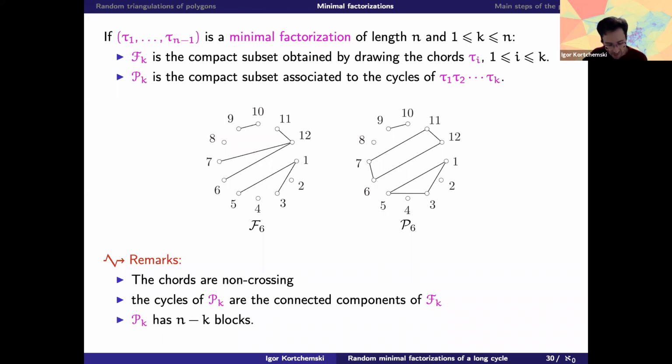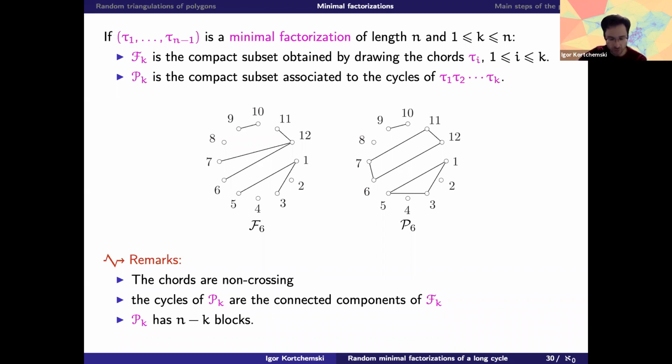And as we read more and more transpositions, blocks disappear on the right. As we read one more transposition, we get one less block. And this is something which comes from the fact that we are working with minimal factorizations, meaning that we want to factor the n-cycle using as few transpositions as possible. These are some combinatorial properties which are not that difficult to check.